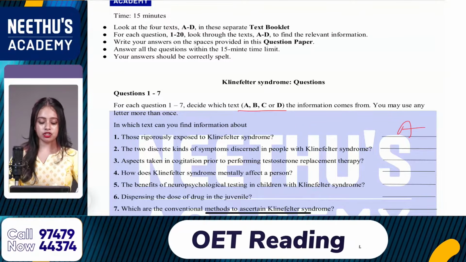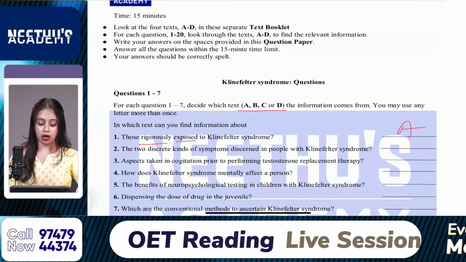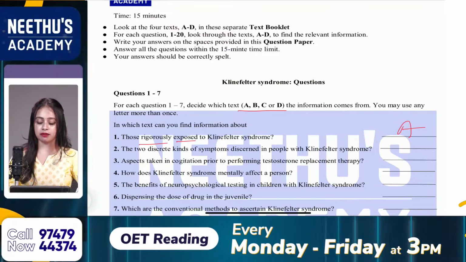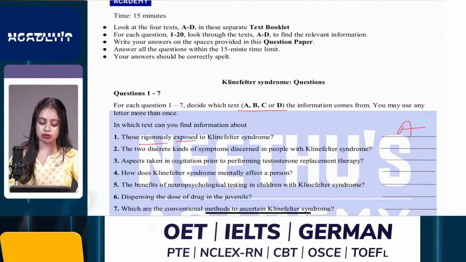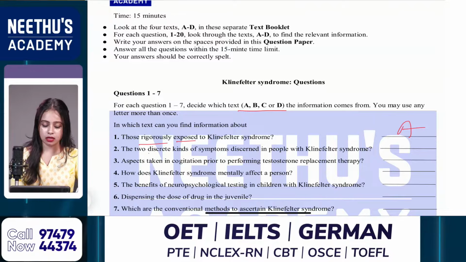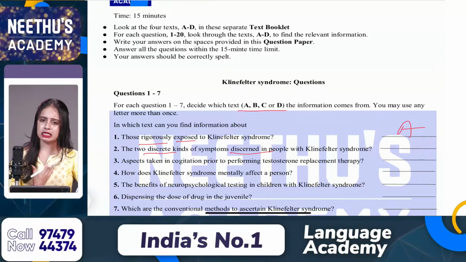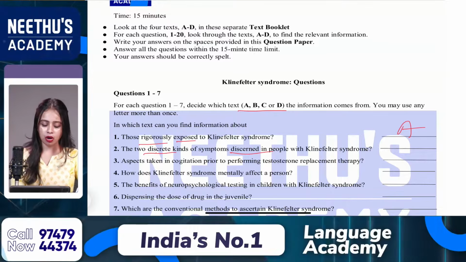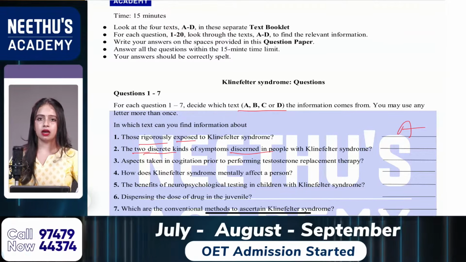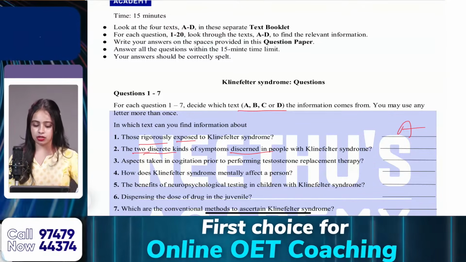Okay. So coming to the second question. Number 2: the two discrete kinds of symptoms discerned in people with Klinefelter syndrome. So discrete kinds, which means different types. So the two different kinds of symptoms discerned. What do you mean by discerned? So my keywords: two, discrete, discerned. Discerned means something we notice, identify. Okay, so that is discerned.